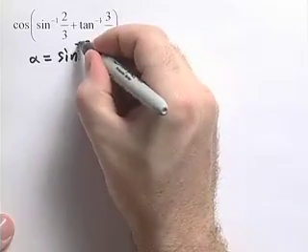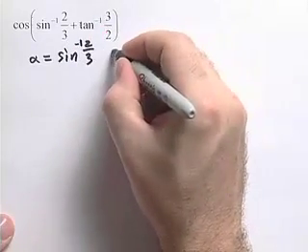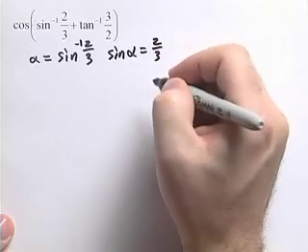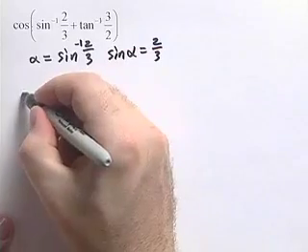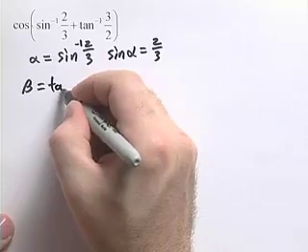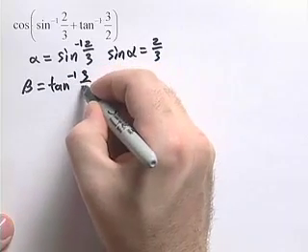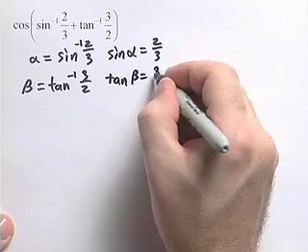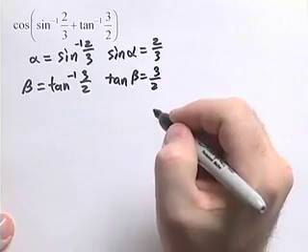If alpha is sine inverse of 2/3, that means that the sine of alpha is equal to 2/3, and alpha needs to be in quadrant 1. We'll let beta equal tangent inverse of 3/2, which means that the tangent of beta is equal to 3/2. Again, beta needs to be in quadrant 1.